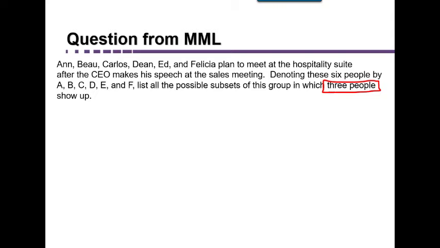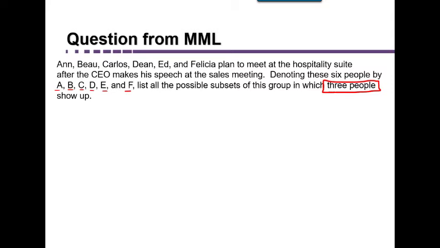All right, so here's a question from my math lab. It says, Anne, Bo, Carlos, Dean, Ed, and Felicia plan to meet at the hospitality suite after the CEO makes his speech at the sales meeting. Denoting these 6 people by A, B, C, D, E, and F, list all the possible subsets of this group in which 3 people show up.